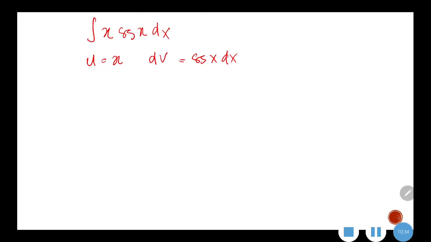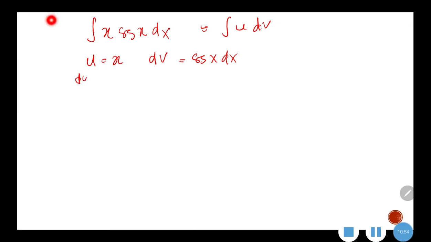Okay, we have u equals x and dv equals cos x dx. So if you multiply u and dv, can you see? It will be equivalent to whatever we have in the question earlier. So done with the first step, we let u equals x, dv equals cos x dx.